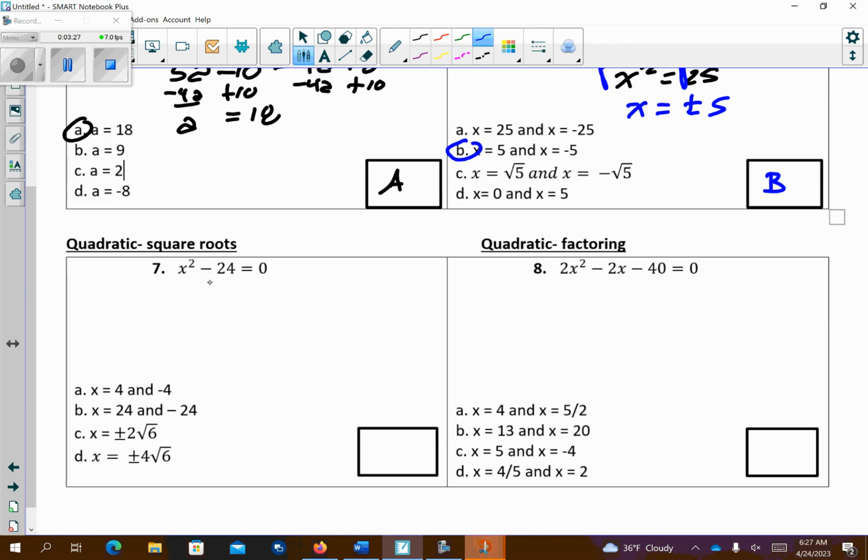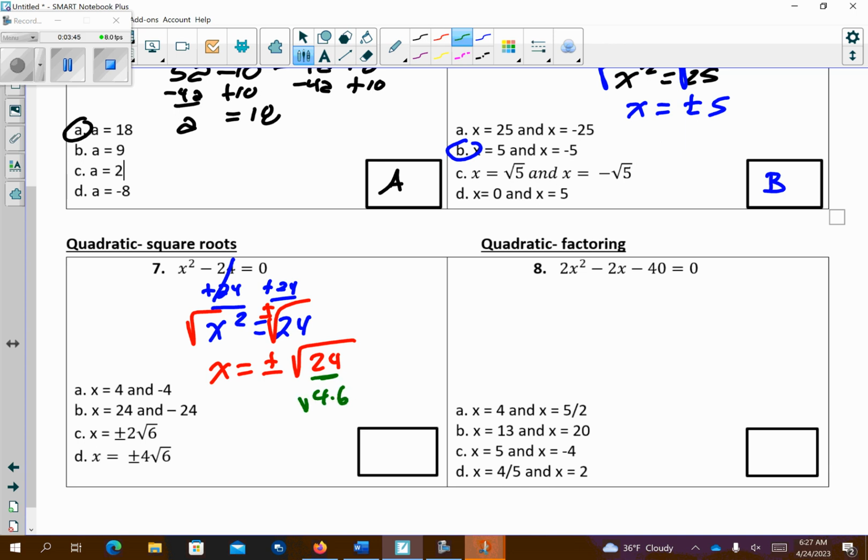I can do the same thing on this one. I can add 24 to both sides. Because I don't have the x term, that's why I can do this. So I'm going to get that. I'm going to go root, root. Don't forget plus minus. So I'm going to get x equals plus or minus root 24. Well, 24 is going to break down to 4 and 6. So the square root of 4 is 2. So I'm going to get 2 root 6. So plus or minus 2 root 6. Here's my answer, C.